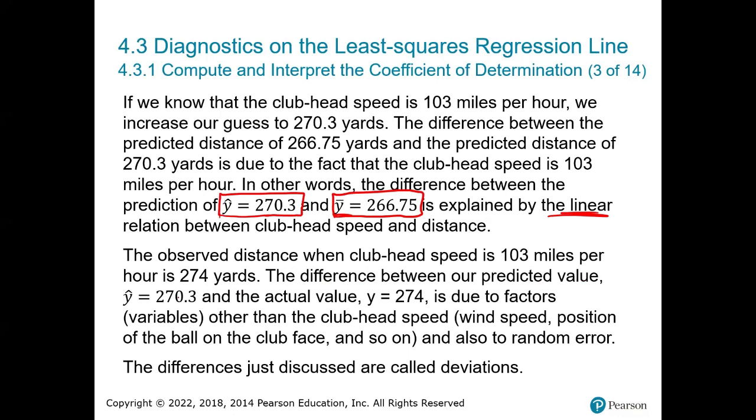The difference between our predicted value of 270.3 and the actual of 274 is due to factors other than the club head speed. Maybe it was wind speed, maybe it was position of the ball, was it on a tee, was it on the ground, position of the ball in the club face, did I hit it at a different part of the club? So many other things that could have impacted my shot to go a little further. Okay, it's called a deviation. It is further away than what we expected to happen from average.